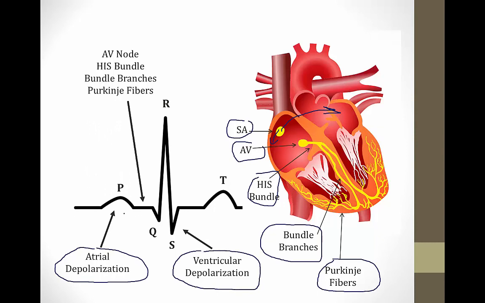So the reason for this flat portion on the EKG is that electrical activity must pass through the AV node, the His bundle, the bundle branches, and the Purkinje fibers before the ventricles can depolarize. In other words, the reason that the QRS does not immediately follow the P wave is because it takes time to go through all of these structures, and it's very important that you understand that in order to understand AV blocks and bundle branch blocks.